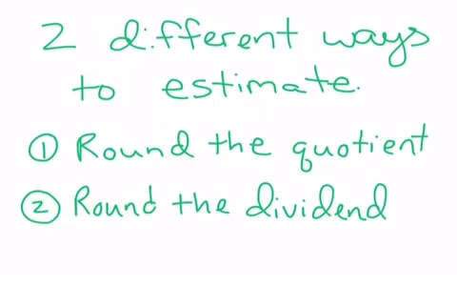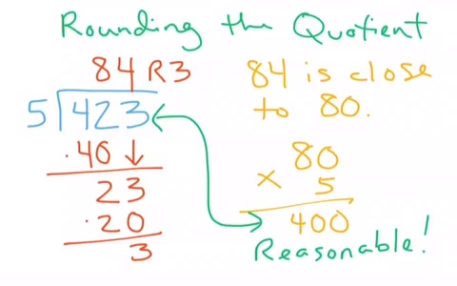So here we go. When you do this, there are two different ways that you can estimate to check your answer. The first way is to take your answer, the quotient, and round that. Another way you could do it is to take the big number, the dividend, and just change that to make it easier to divide. So I'm going to show you both ways to do this.